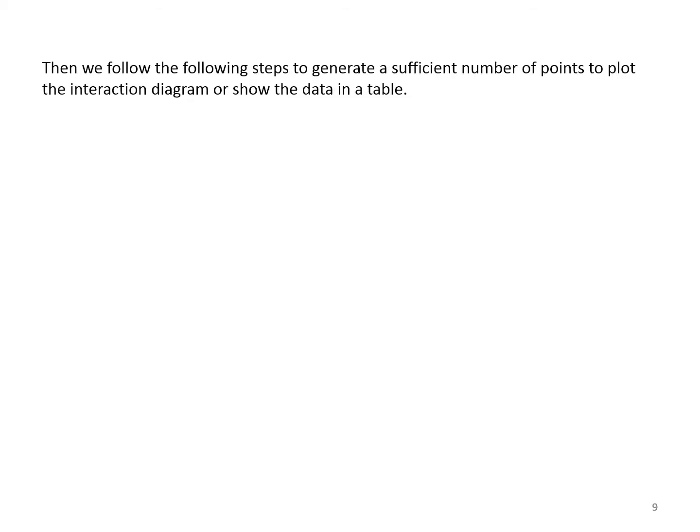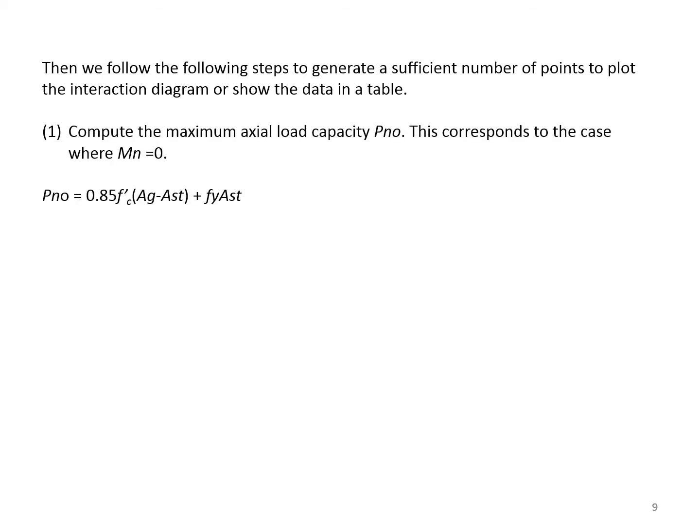Then we follow the following steps to generate a sufficient number of points to plot the interaction diagram or show the data in a table. Step 1. Compute the maximum axial load capacity Pn0. This corresponds to the case where Mn is equal to 0.